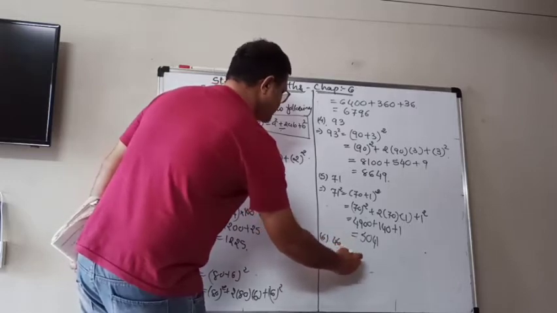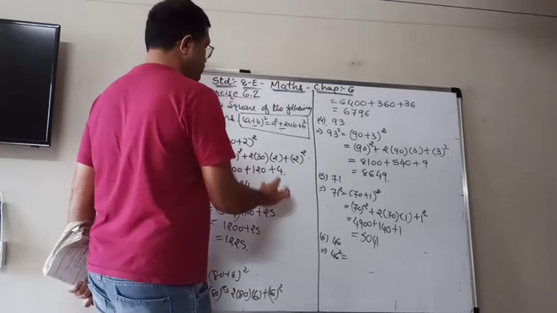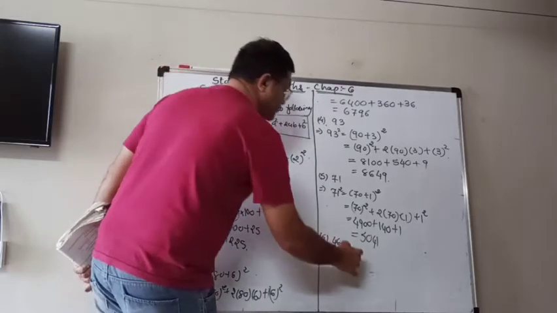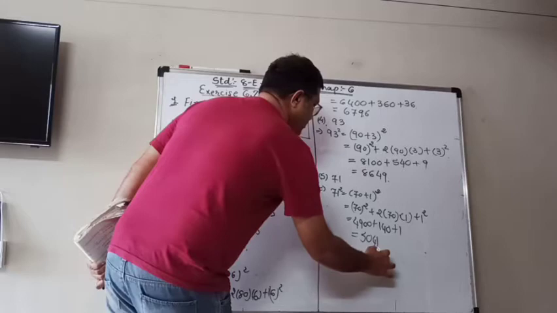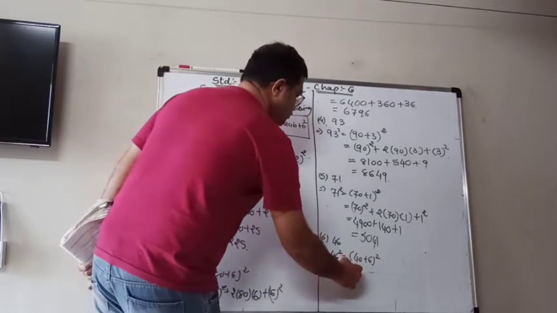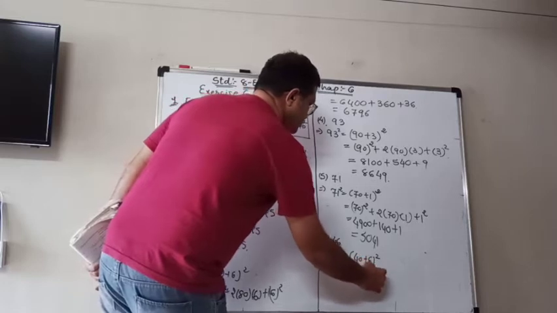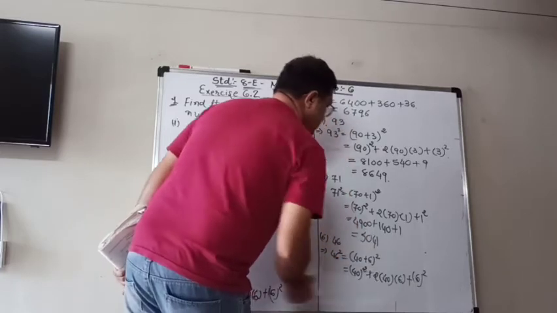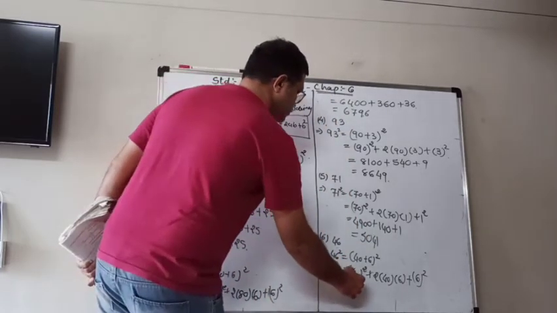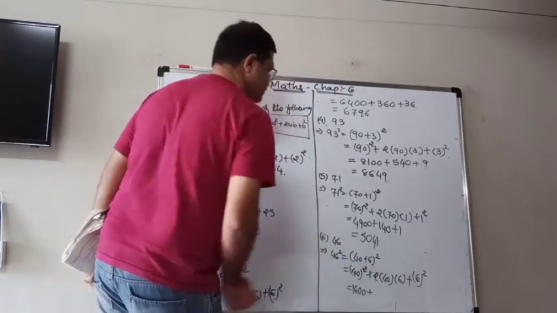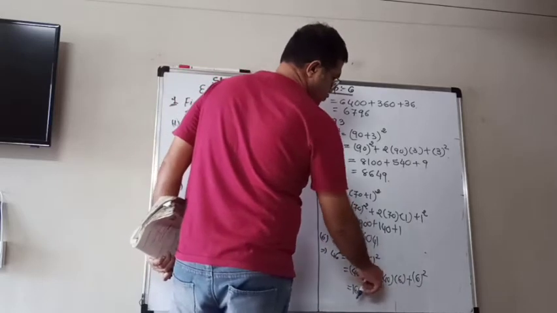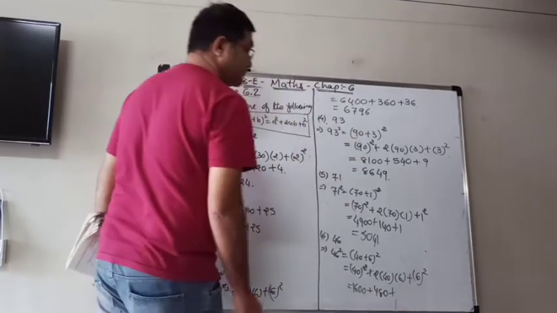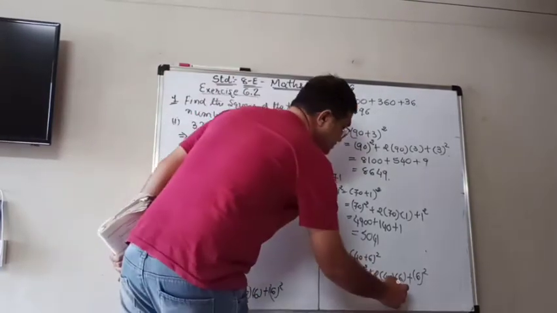So 46 square. The last one we can do by the plus method. Or rather, give one method, then you don't have to get confused. 40 plus 6 square. So that is equal to 40 square plus 2 multiplied by 40 multiplied by 6 plus 6 square. So 1600, 2 4s are 8, 8 6s are 48, so 480, plus 6 square is 36.